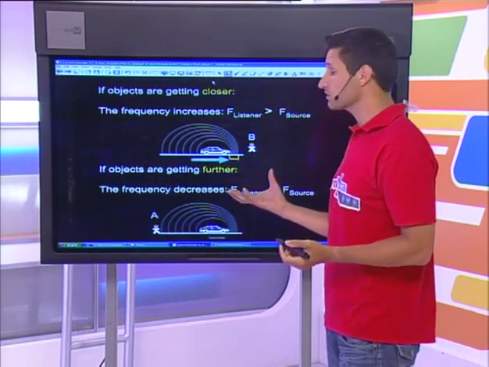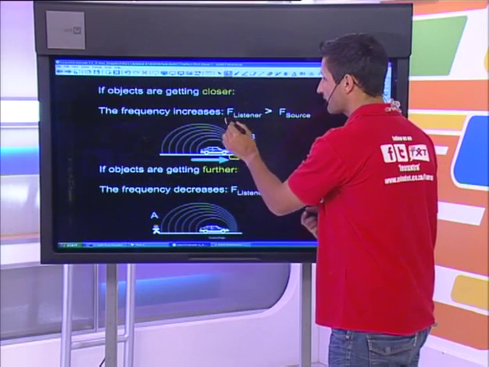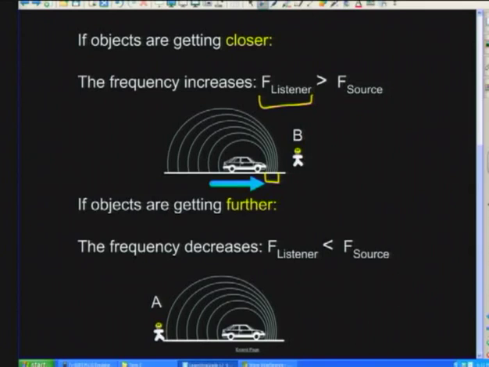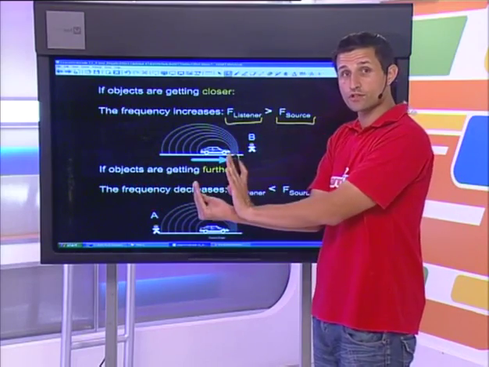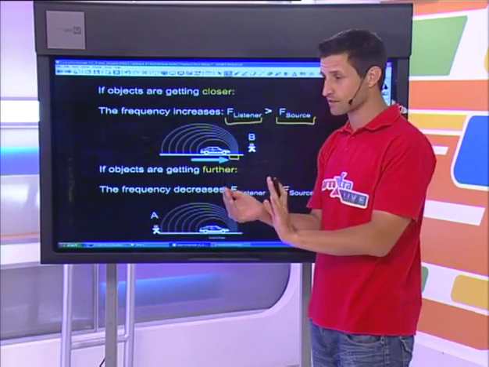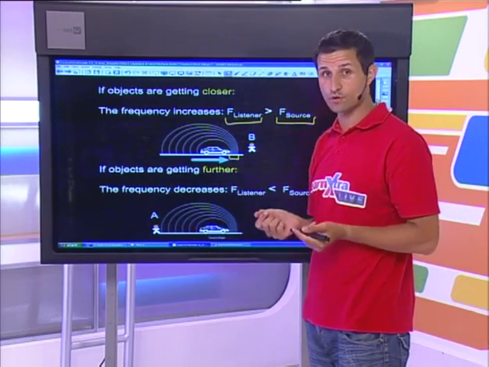So what does that do? That means that the listener, and that's you, is going to hear a higher frequency than the frequency which is given away by the source, which is the car. Let's just go through that again. The waves which are squished up, which are squashed closer together, the shorter wavelengths mean an increase in frequency.